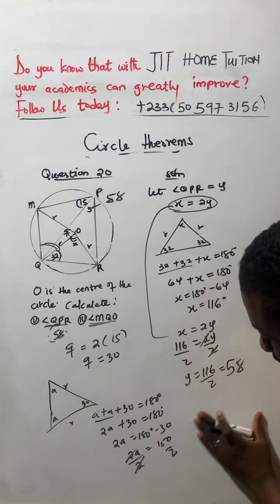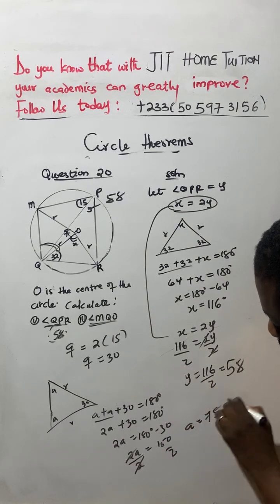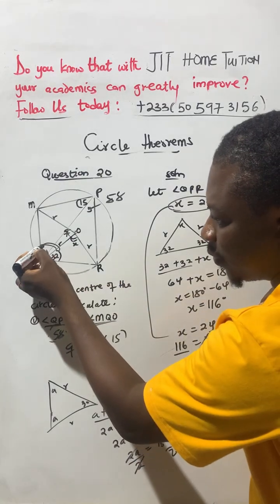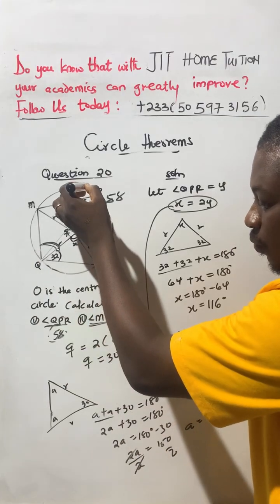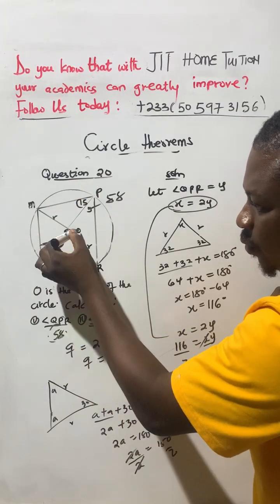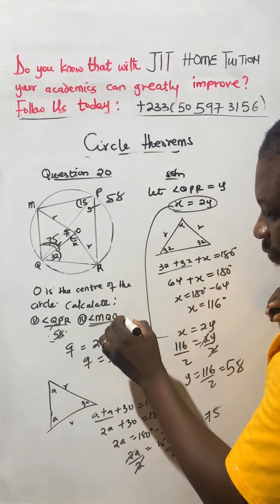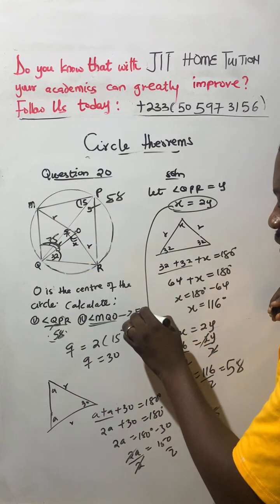Now, let me write it well. Having gotten the 75, let's look at this side. The whole of this side is angle MQO. So that is the 75. So this angle is also 75.